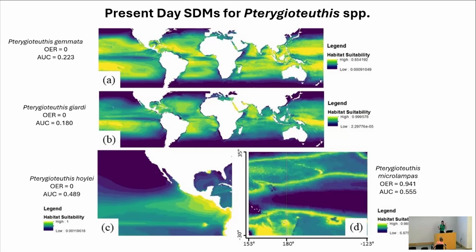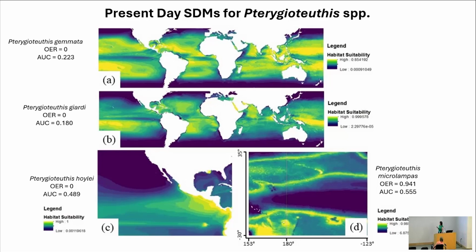So most of the SDMs performed pretty well. We have 0 OERs across the board. You want your OER to be as close to 0 as possible. However, they weren't very discriminatory, which means they had a hard time determining the difference between presence and absence. And this can happen with animals with a really wide distribution, like in these globally distributed species.